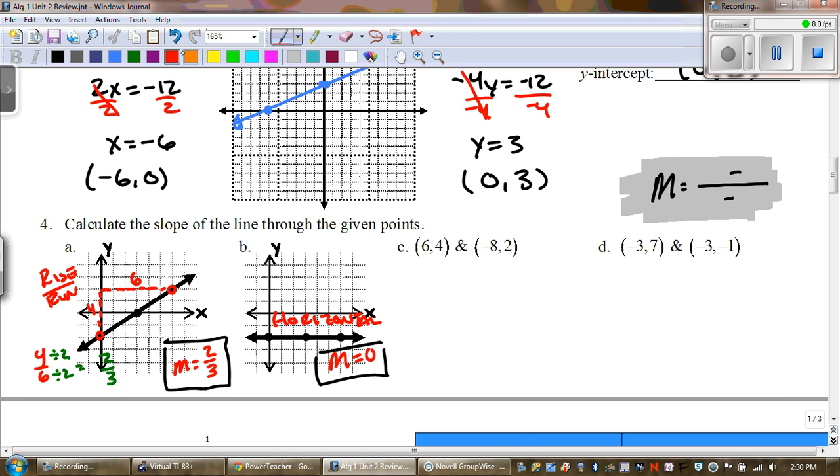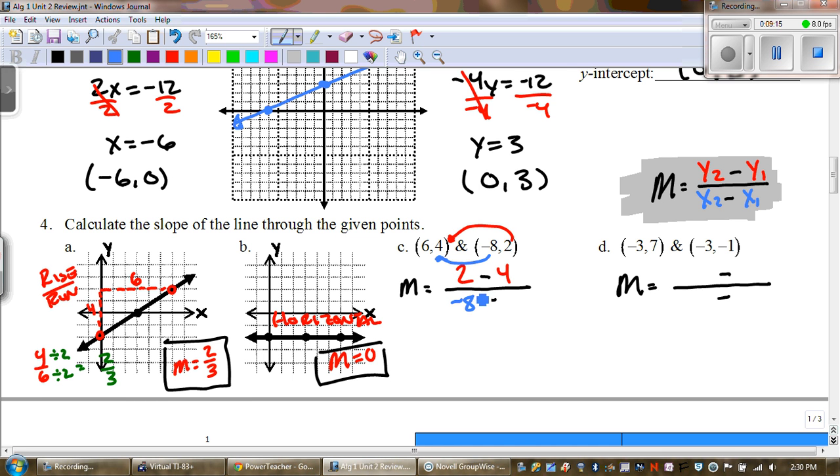Okay, remember, y's go on top, and it does matter. Y's have to go on the top, the x's have to go on the bottom. Every time I start this, I'm automatically going to write this down so I don't forget about those negative signs. My y's go on the top, 2 minus 4. My x's go on the bottom, negative 8 and 6.